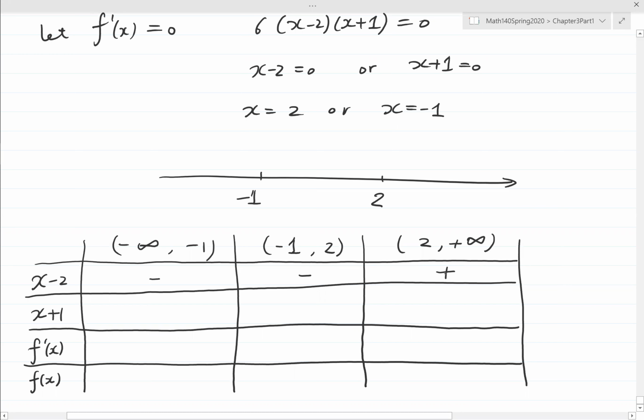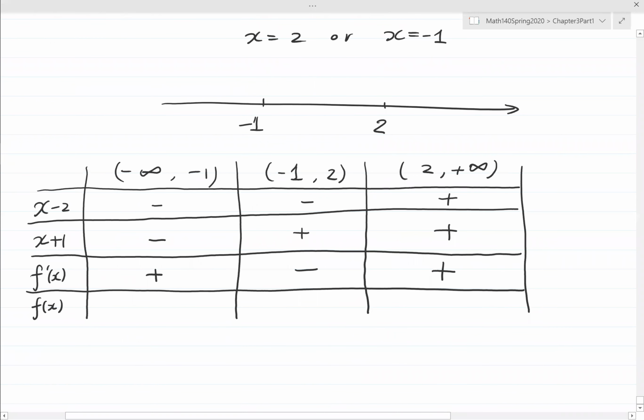Similarly, we work out x plus 1: it is negative, then positive, then positive. Now their product: negative times negative gives positive, negative times positive gives negative, and positive times positive gives positive. Then by the increasing/decreasing test, on the first interval, negative infinity to -1, the derivative is positive.